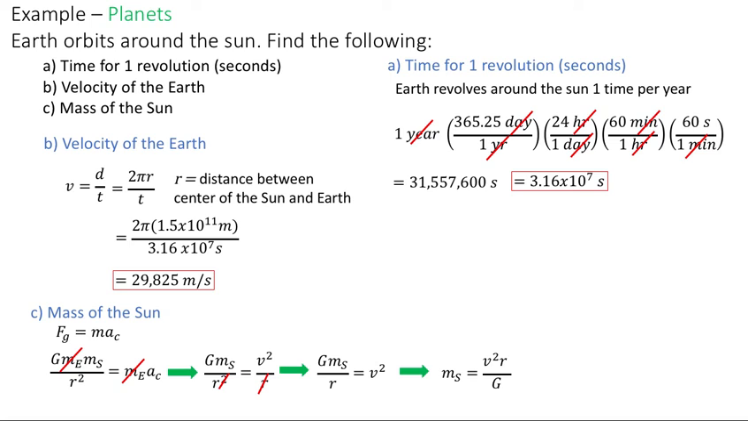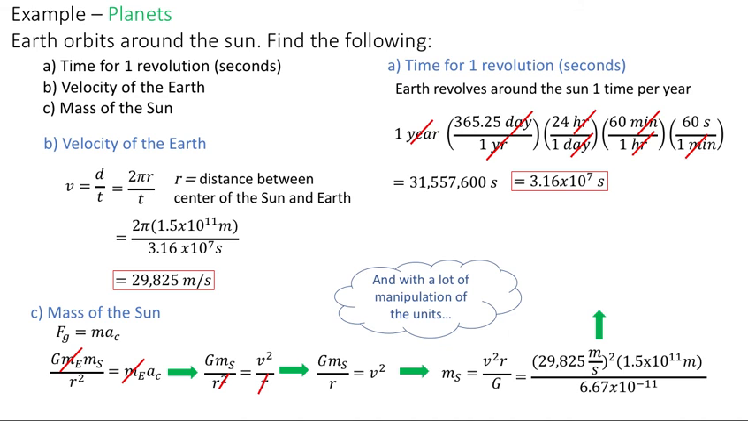We're left with v squared r over our gravitational constant. Plug in our values for velocity and radius and the gravitational constant. And with a lot of manipulation of the units, we're left with 2 times 10 to the 30th kilograms. I'll let you go ahead and take a look at this unit analysis on your own this time, knowing that our gravitational constant is Newton times meter squared divided by kilogram squared. You will get kilograms left over. Prove it to yourself.